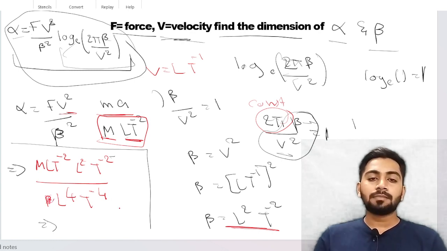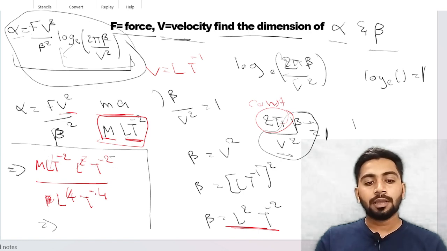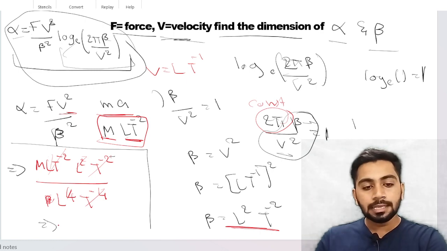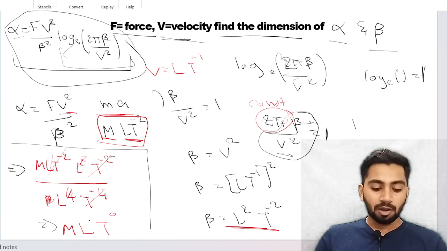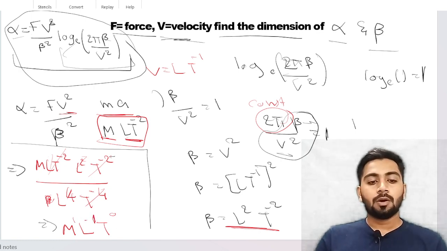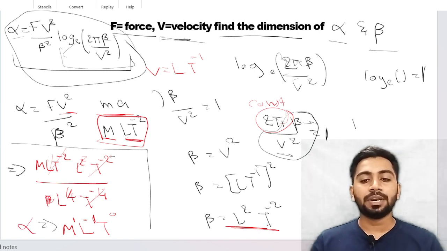Can we cancel some things? Yes, we can cancel. See, L1, L2, which means L3. Cancel this, cancel this, cancel this one. Now t to the power of 2, t to the power of 2, t to the power of 4, t to the power of 4. Cancel this one. Now what remains? M, 1 L and t to the power of 0. Okay. Now this is the dimension of alpha. This is the dimension of beta.